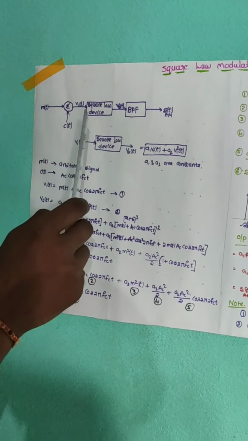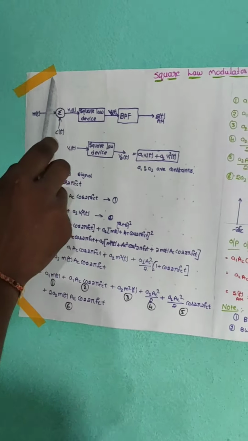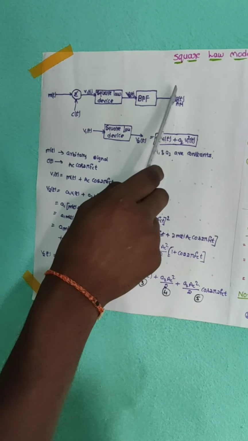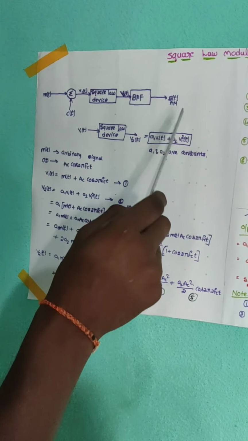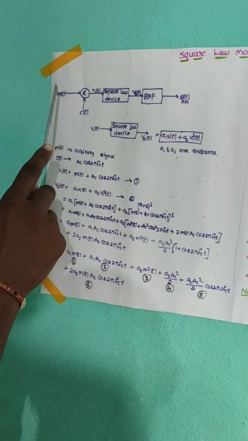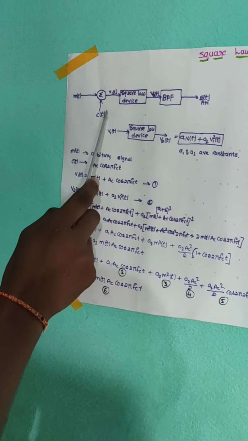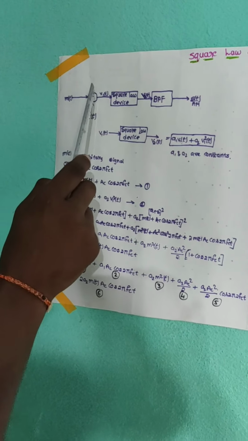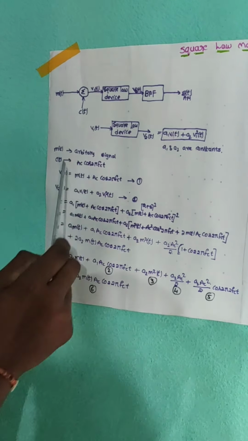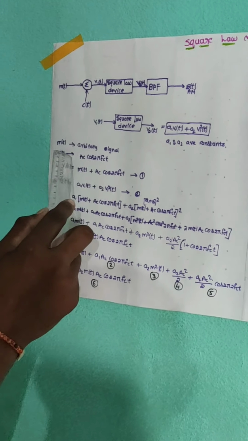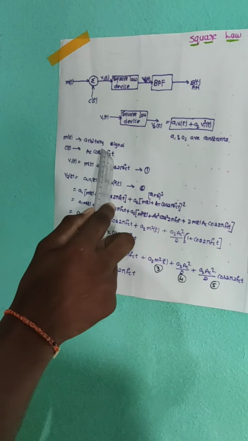In this square law modulator circuit, we have the adder or summer, the square law device, and a band pass filter. Finally, the output of the band pass filter is the modulated conventional AM signal. Here m of t is the arbitrary message signal and c of t is the carrier signal. Therefore the output of the adder is V1 of t. The message signal is an arbitrary signal and the carrier signal is equal to Ac cos 2 pi fc t.